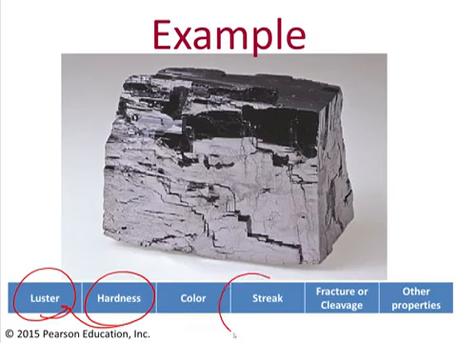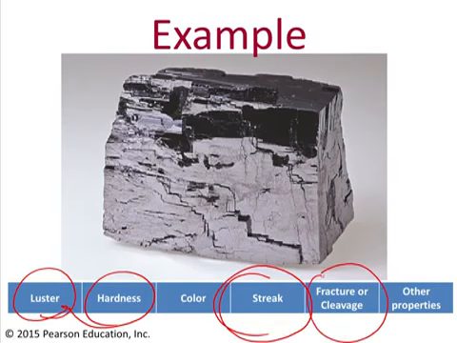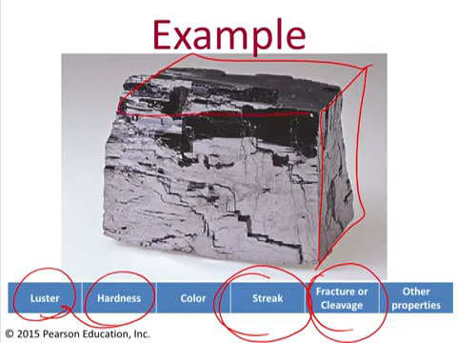If you take a look at the streak, it's going to leave behind a gray-black streak, and you will notice that it's got three very well-defined planes of cleavage. So one making up the left and right sides of the specimen, one making up the top and bottom, and one making up the front and back. As you tilt this back and forth in the light, those will be very obvious to the eye.